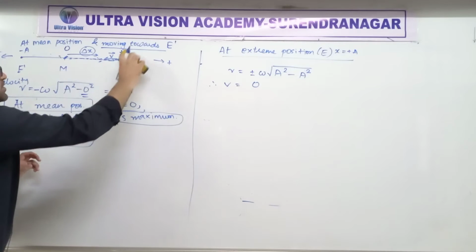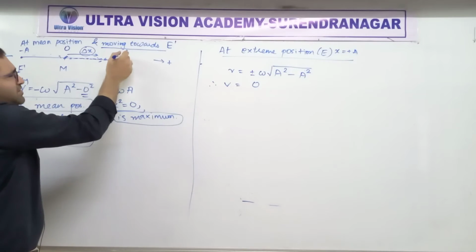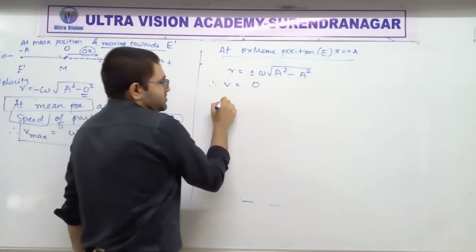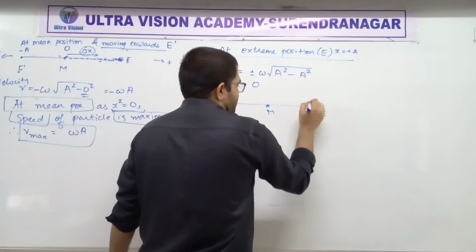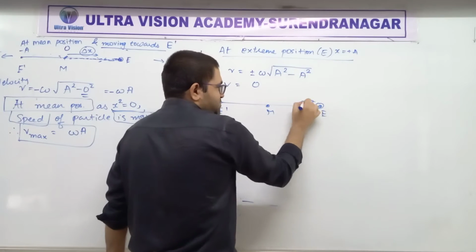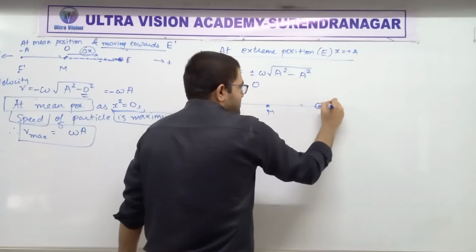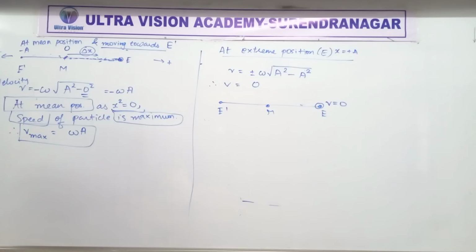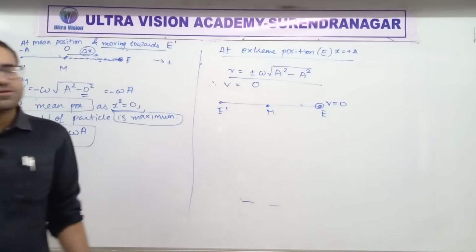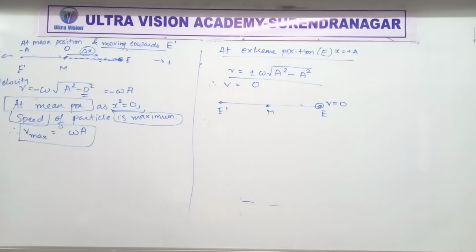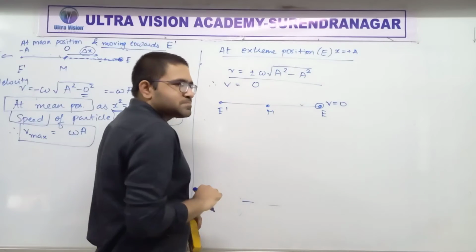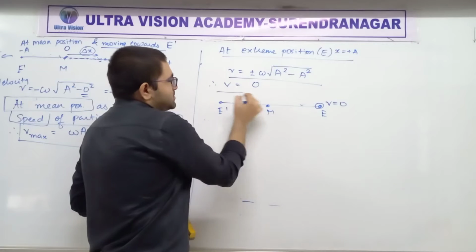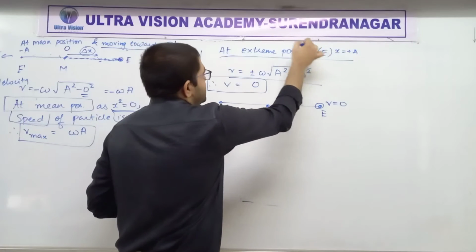Do you remember I have told you earlier? I'll just draw it again. Do you remember I told you that at the end point, because the direction has to be reversed, over here the velocity has to be 0. Yes or no? Clear or not, everyone? Is this clear? So this is also worth remembering. At extreme position, speed or velocity is 0, right?